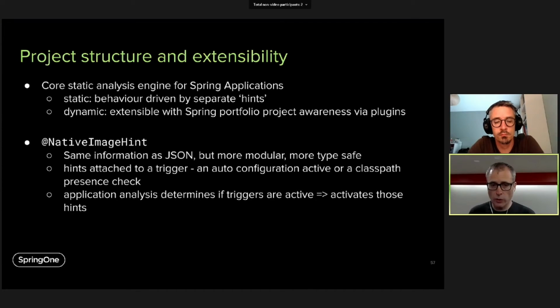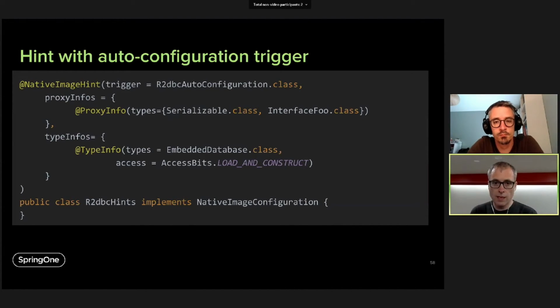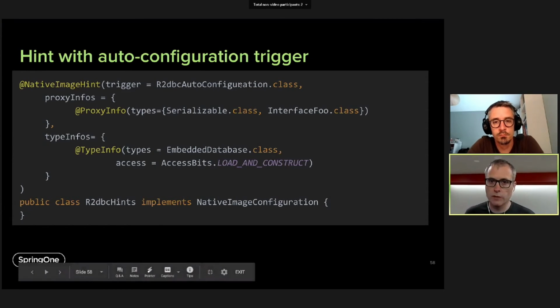And then it's the job of the core engine, really, to work out what triggers are active. Then once it's worked that out, it activates the relevant hints. What does one of these hints look like? It's capturing exactly the same information that's captured across those JSON files, just in a way that's easy for us to reason about. Here is one that's triggering on R2DBC auto configuration.